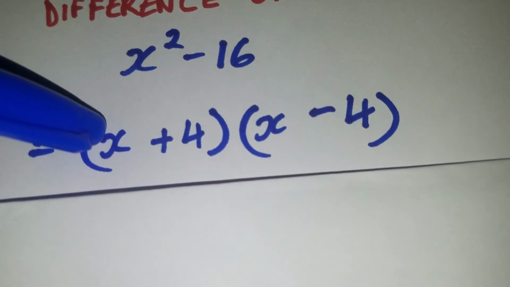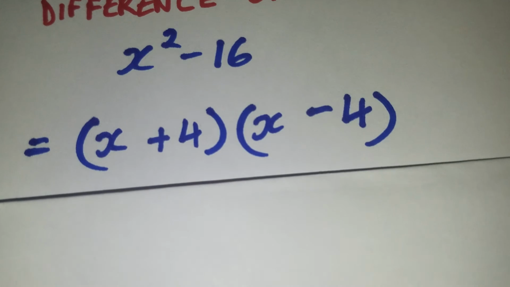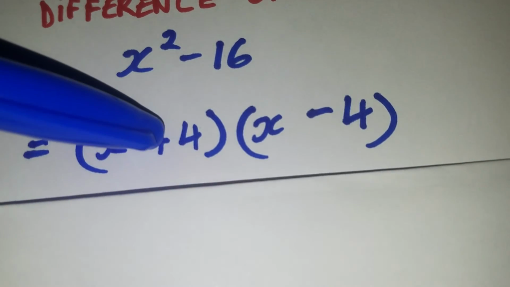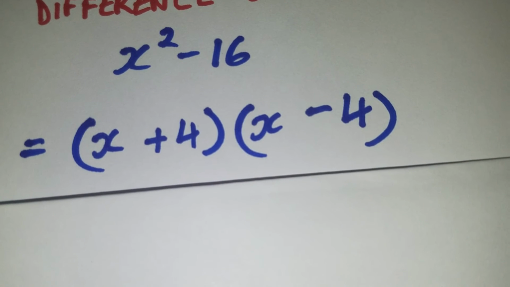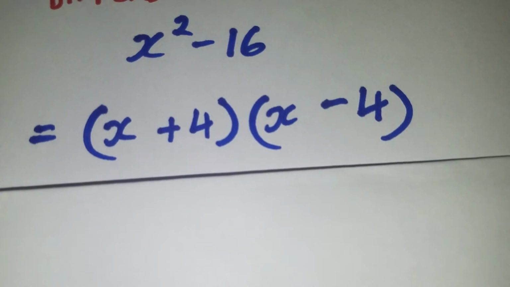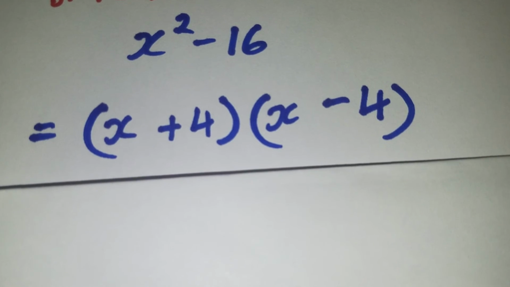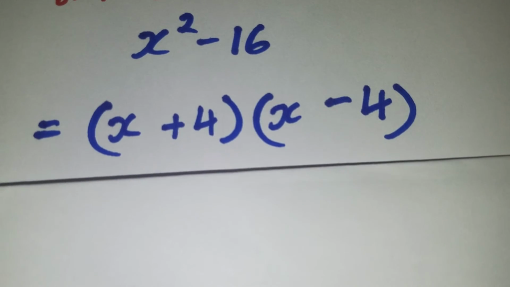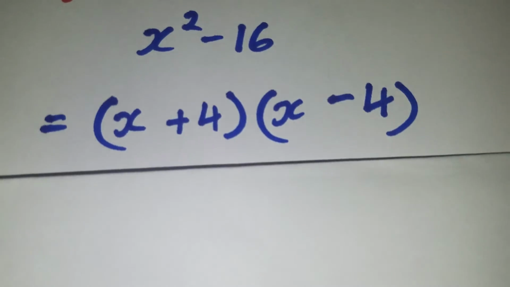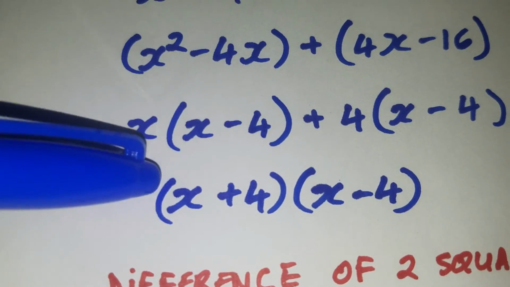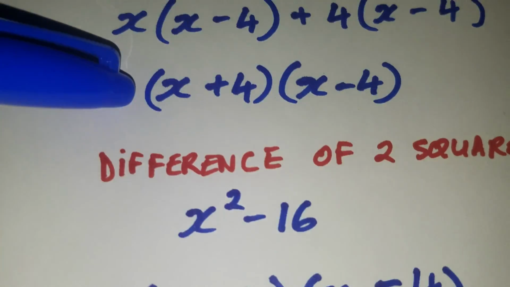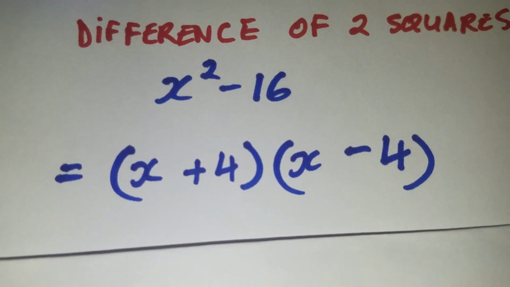So all we're going to do is put x here, and then put plus 4 here and negative 4 here, because all we're doing is simply square rooting each term and putting them in the appropriate place. So this is basically how we carry out the difference of two squares method. As you can see, if you do the AC method, you will get the same answer. However, the difference of two squares method is much simpler.